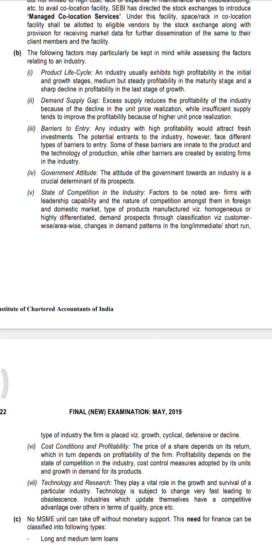Factors to be noted are firms with leadership capability, and the nature of competition amongst them in foreign and domestic market. Type of products manufactured: homogeneous or highly differentiated. Demand prospects through classification with customer wise, area wise, changes in demand patterns in the long, immediate, short run type of industry. The firm is placed wise growth, cyclical, defensive, or decline.